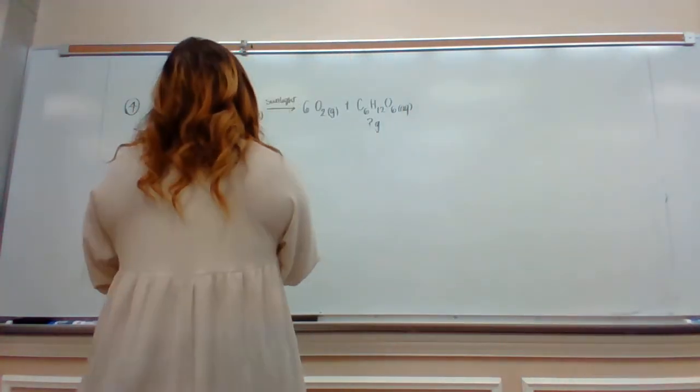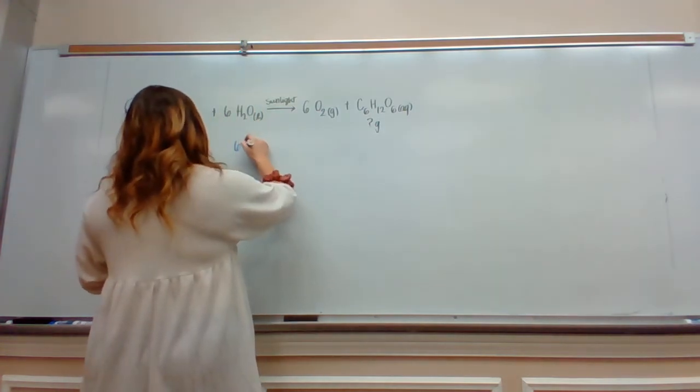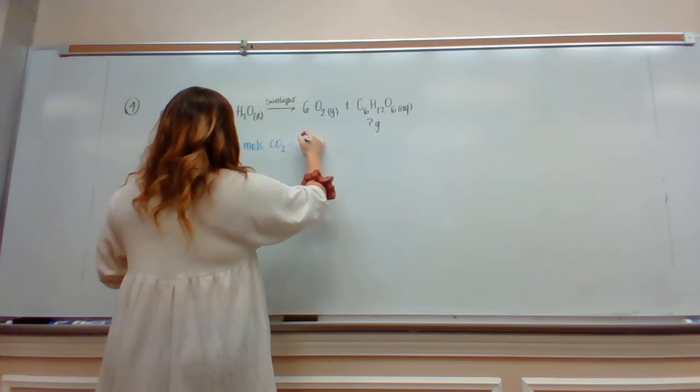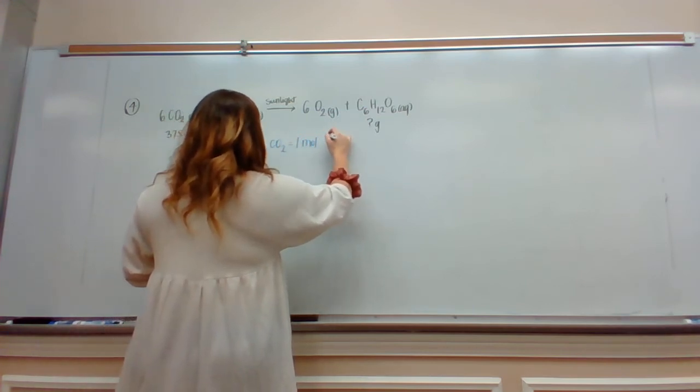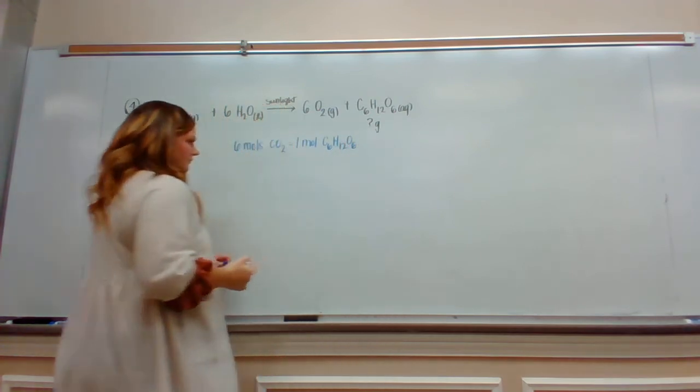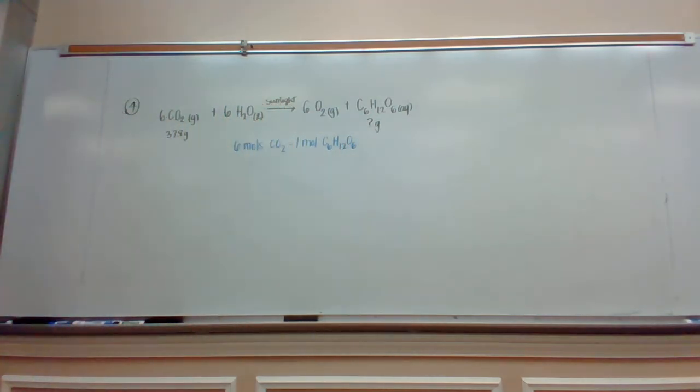Well, for every 6 moles of CO2, the plant will make 1 mole of glucose. Okay, so that's going to be our conversion factor to get from CO2 to glucose. So we have to get these grams of CO2 to moles of CO2 in order to use that conversion factor.